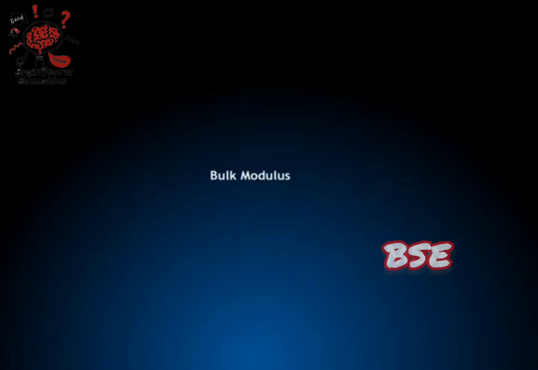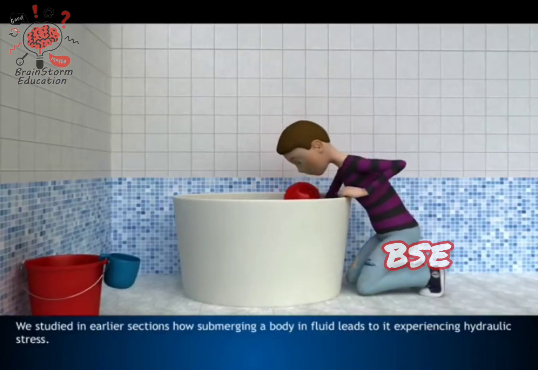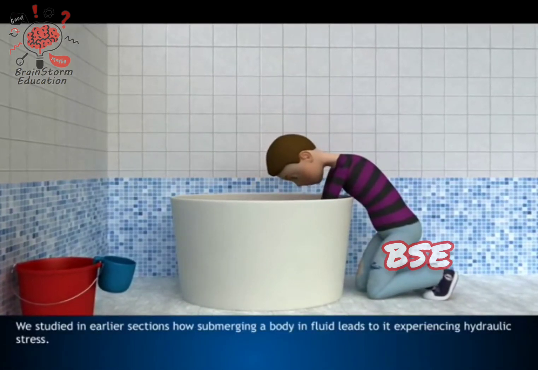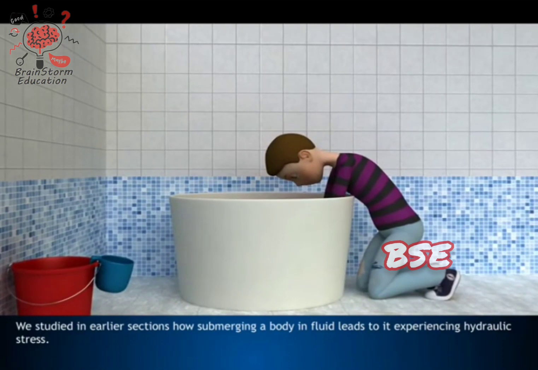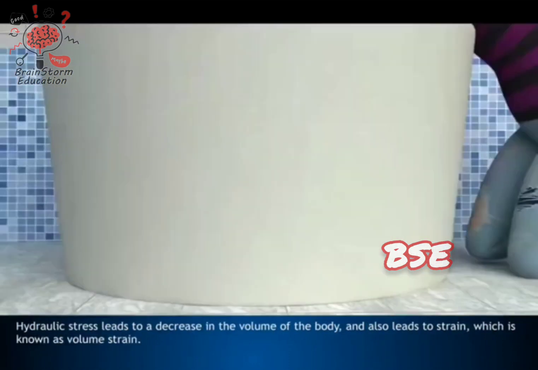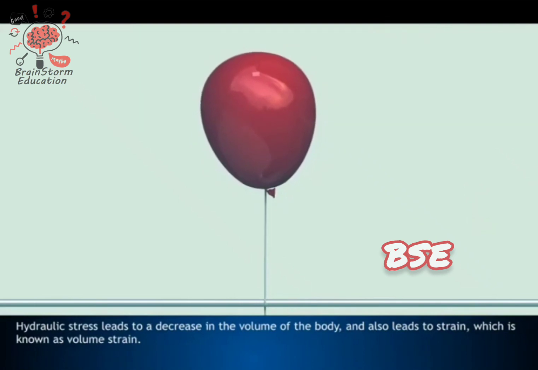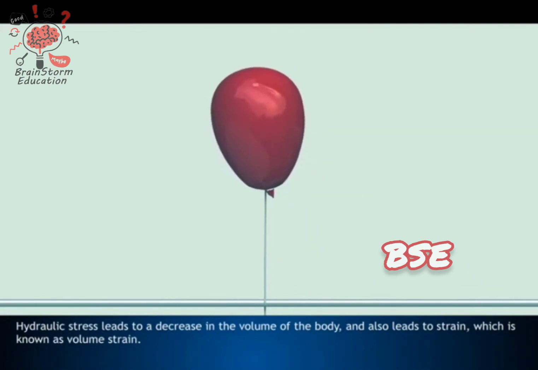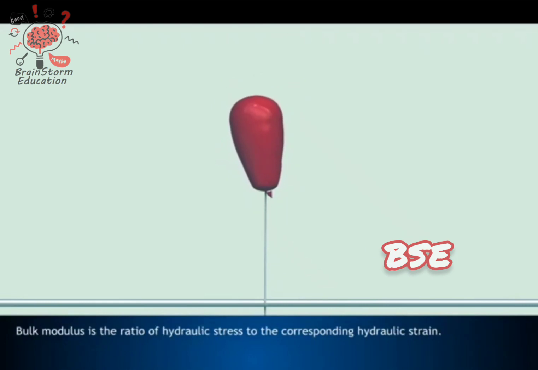Bulk modulus. We studied in earlier sections how submerging a body in fluid leads to it experiencing hydraulic stress. Hydraulic stress leads to a decrease in the volume of the body and also leads to strain, which is known as volume strain. Bulk modulus is the ratio of hydraulic stress to the corresponding hydraulic strain. Bulk modulus is represented by the symbol B. B is equal to minus P whole divided by delta V by V.